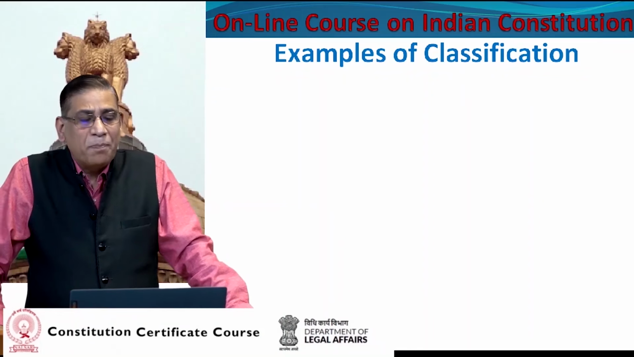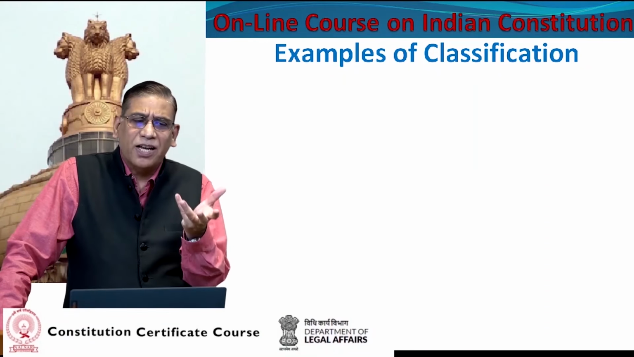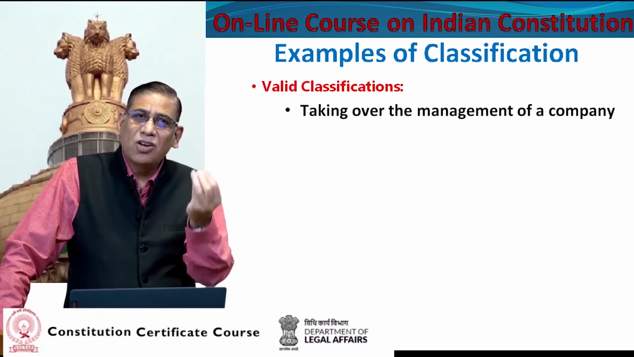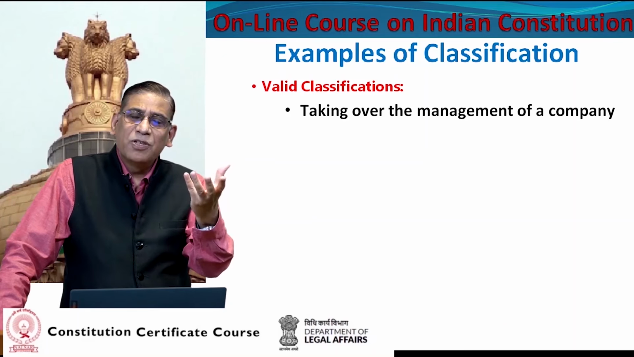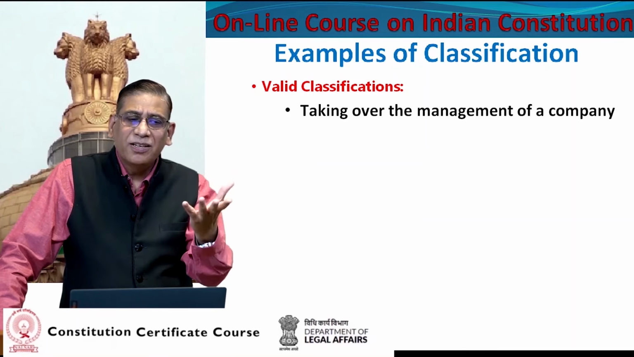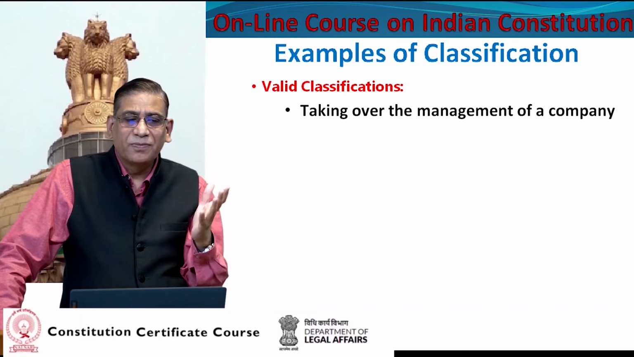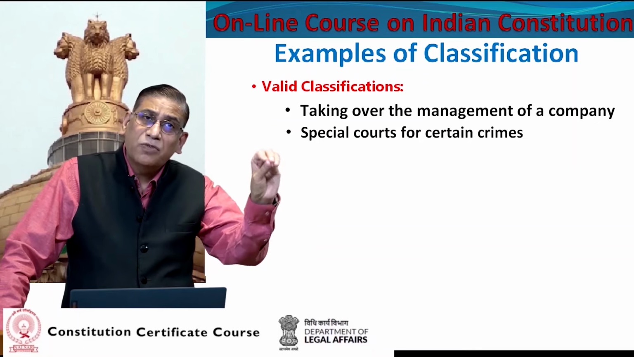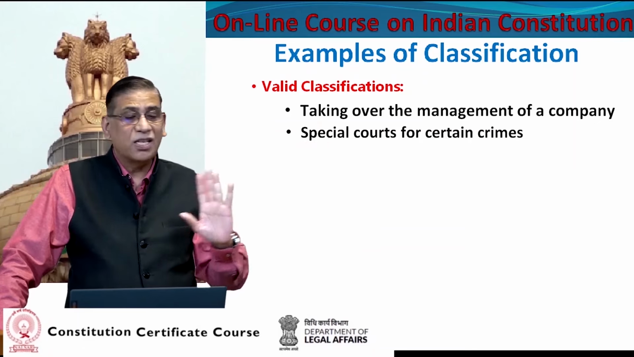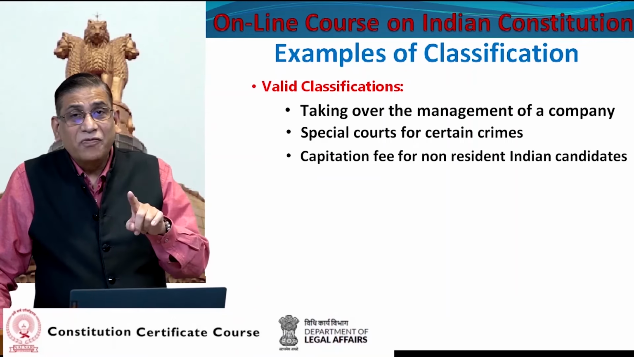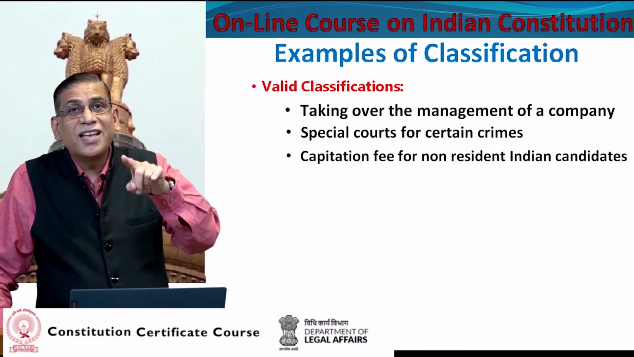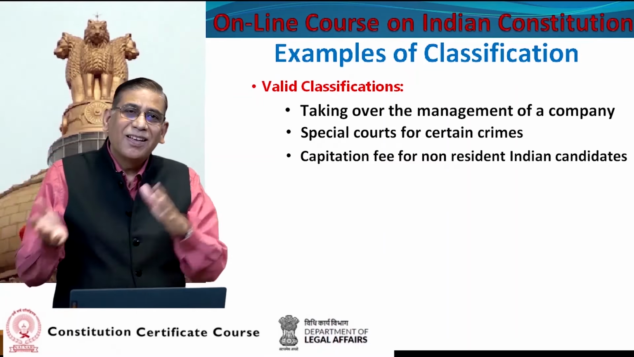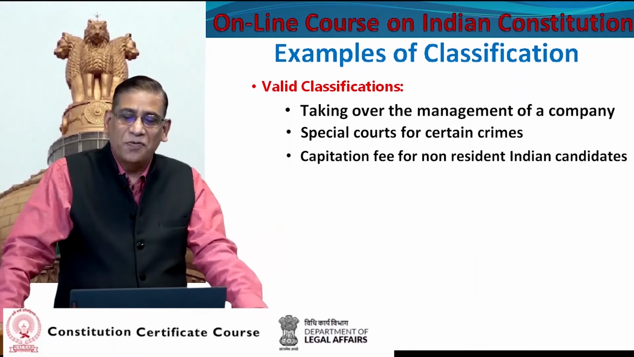Now let us look at some of the examples of classification. Let us first take what are valid classification. Taking over the management of a company. There was a law passed against one company which was involved in the production of an essential commodity, and the court said this law is valid. There are laws which have been passed over the decades to set up special courts for special crimes. This classification is valid. There is a law which says non-resident Indians, NRIs, will pay higher fee. Now this classification between Indians and NRIs is a valid classification.